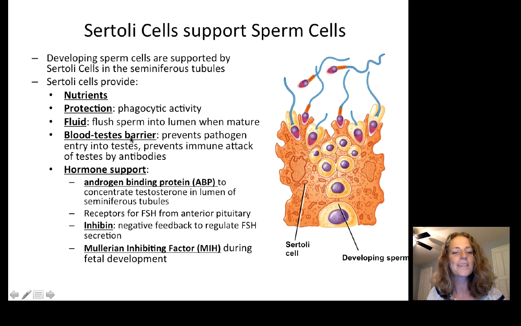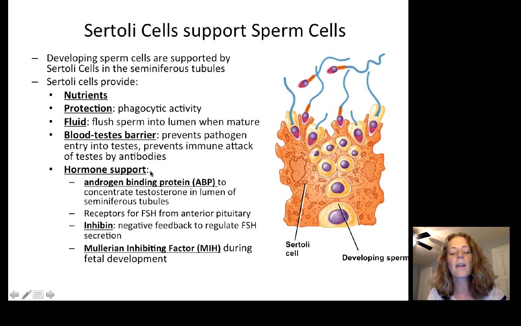We can make a lot of jokes here about a blood-brain barrier versus a blood-testes barrier, but it's actually very similar. And this is preventing pathogen entry into the testes and preventing immune attack of the testes by antibodies. Why would you have an immune attack? Well, because these cells are genetically different from the normal body cells. They could be attacked and recognized as genetically different if the blood-testes barrier were not there.